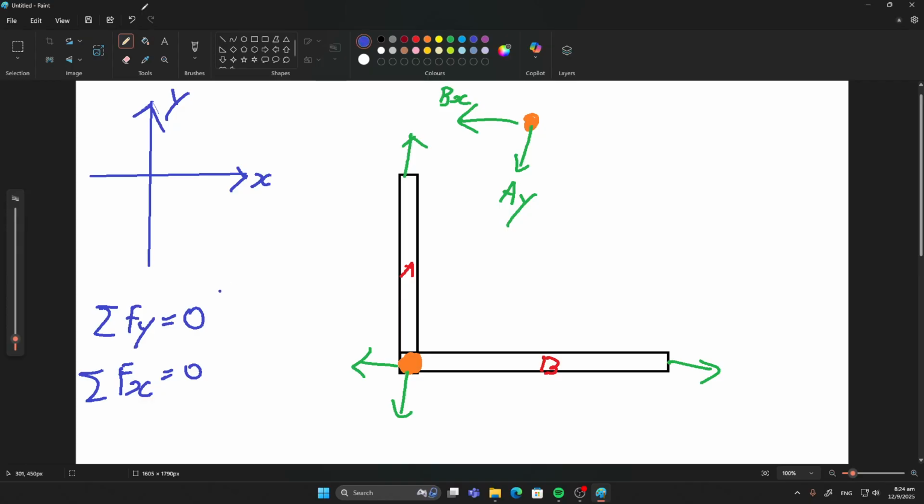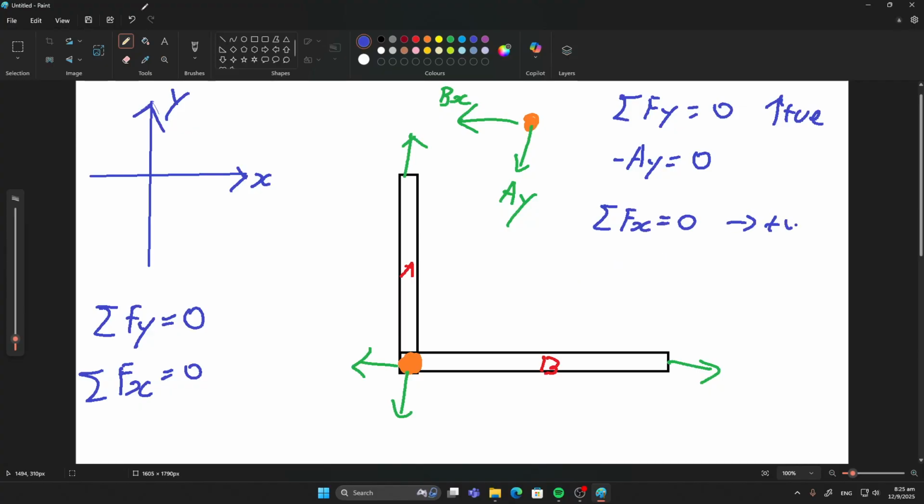Using this equation, summation of y equals 0, in this case I'm going to say going up is positive. So in this case it is negative Ay equals 0. Then summation of x equals 0 as well, going right is positive. In this case my B is going left, so negative Bx equals 0. Now, I can ignore the 0 and I can ignore the negative, because if I bring over the negative, negative 0 or positive 0 is still 0.